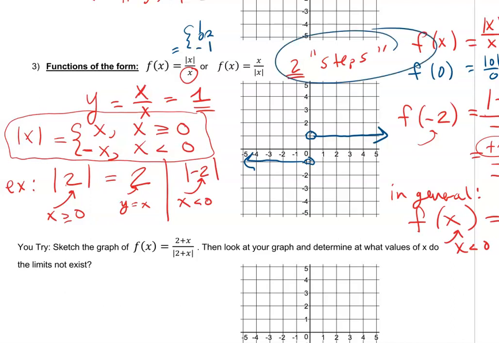So remember that, 1 or -1. It's the function with 2 steps, one of them at the y value of 1, one of them at the y value of -1, and the place where the steps jump from -1 to +1 is at the value of x that causes the inside of the absolute value to be 0.